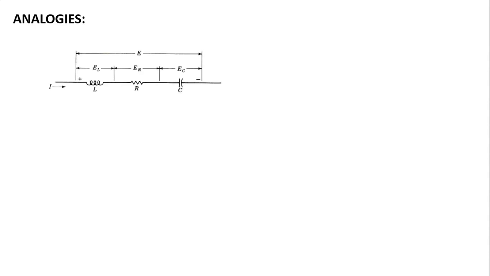Therefore, we have seen this RLC series circuit in which current I is flowing through the inductor, resistance and capacitor. EL is the voltage drop across inductor. ER is the voltage drop across resistor. EC is the voltage drop across capacitor. Therefore, total voltage drop E is equal to EL plus ER plus EC that we have seen. Therefore, this is known as series electrical system.